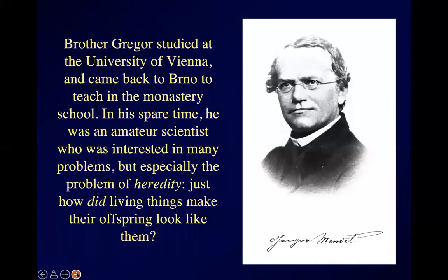So Brother Gregor went off to study at the University of Vienna. He came back to Brno to teach in the monastery school. The Roman Catholic Church, then as now, operates a great many schools for kids. He was a good teacher by all accounts. And in his spare time, he was interested in a whole lot of scientific problems. He was a keen amateur scientist, and he got interested in this problem of heredity. Just how do living things make their offspring look like themselves?